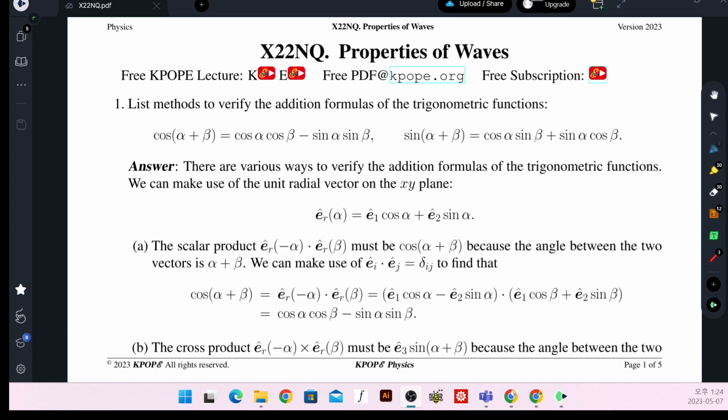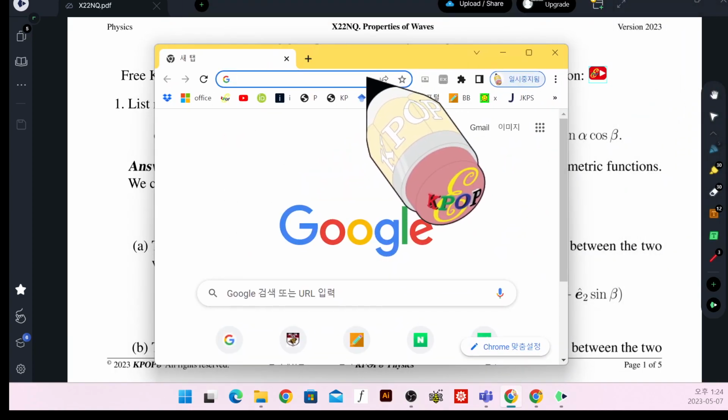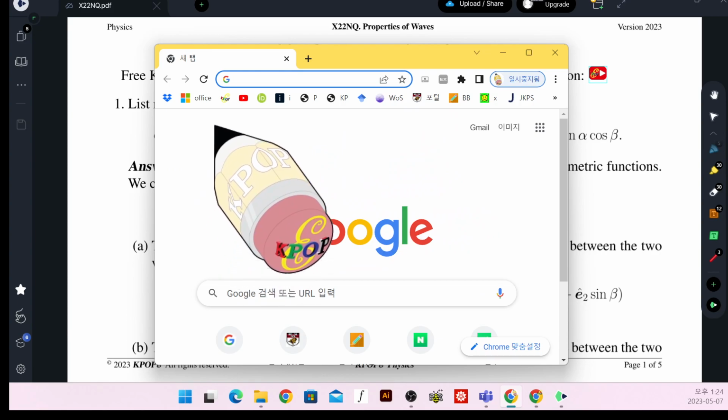Okay, today we study X22NQ. You can download this PDF file.